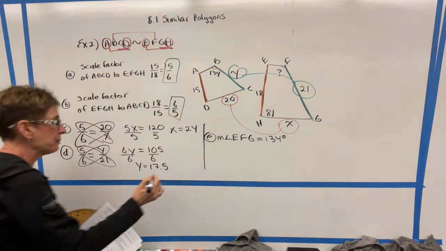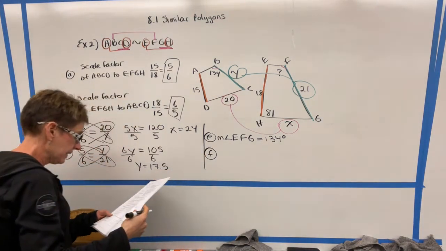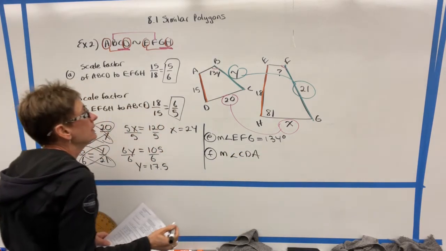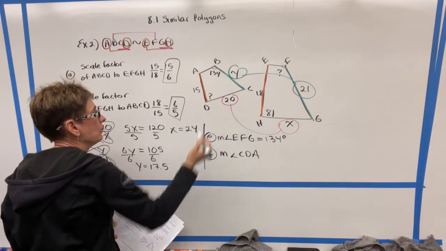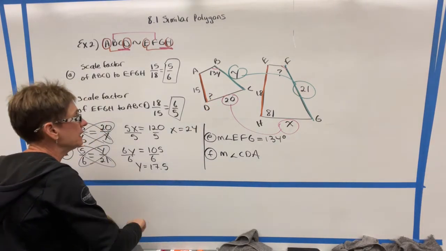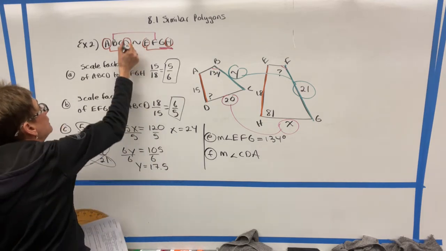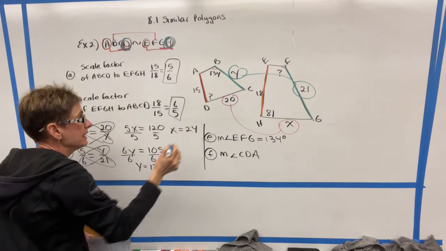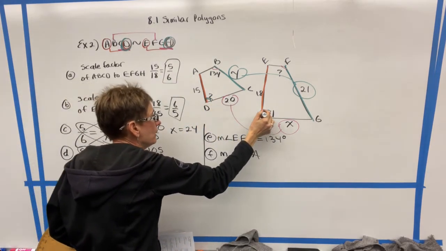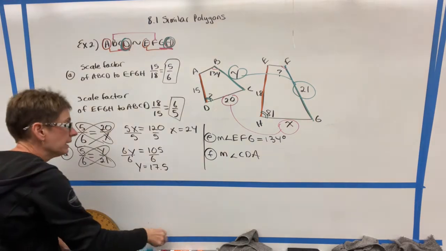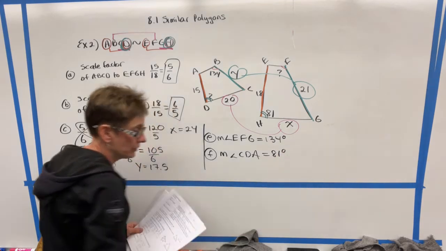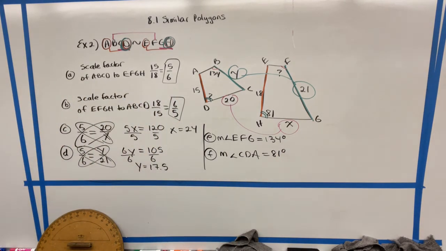And then the last part of this example, part F, is asking us to find the measure of angle CDA. CDA would be this angle here. We can see that angle D is last here, so it corresponds to the angle that is last there, which is H. So angle D and H have to be congruent. Therefore, since H is 81 degrees, angle D is also going to be 81 degrees. So that would be example number 2.